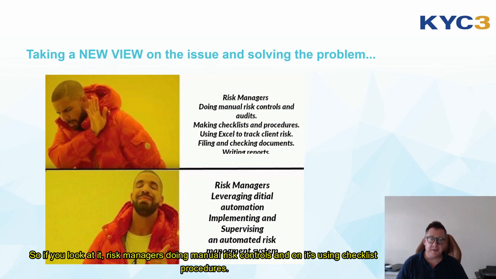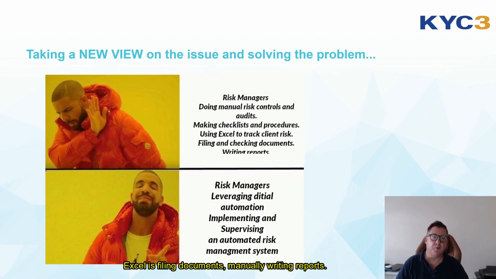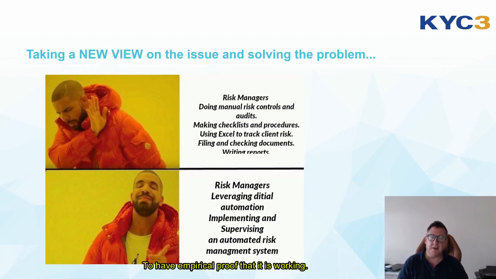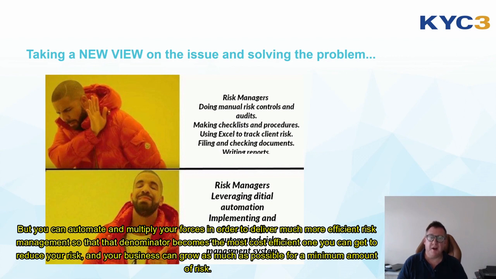So if you look at it, risk managers doing manual risk controls and audits, using checklists, procedures, Excels, filing documents, manually writing reports, this is not where you want to go. You want to leverage digital automation. You want to implement and supervise an automated risk management system. You want risk managers who know their job, who understand technology, and who can deliver an automated risk management system that requires obviously supervision and testing to have empirical proof that it is working, but you can automate and multiply your forces in order to deliver much more efficient risk management so that that denominator becomes the most cost efficient one you can get to reduce your risk, and your business can grow as much as possible for a minimum amount of risk.